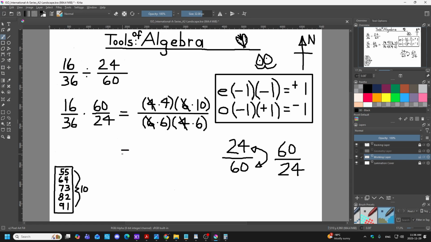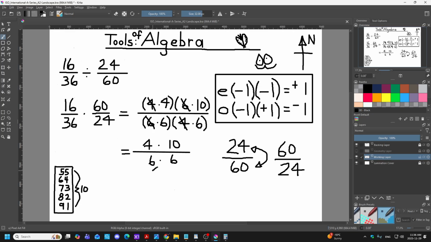We are left with 4 times 10 and 6 times 6. Perfect. Okay, we could at this point multiply, but then again, what we're trying to do is avoid having to reduce our final answer, right? We could still go a little further yet, right?